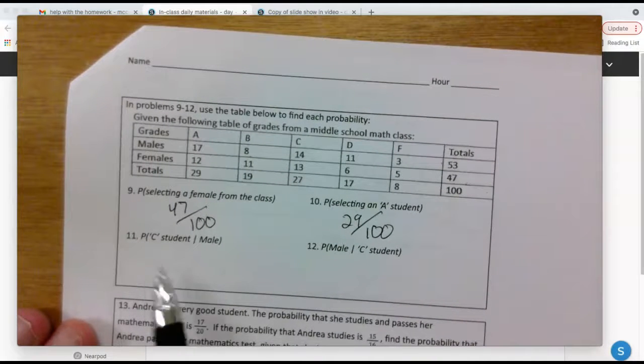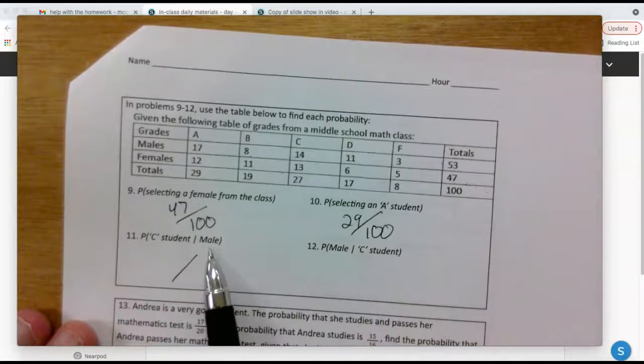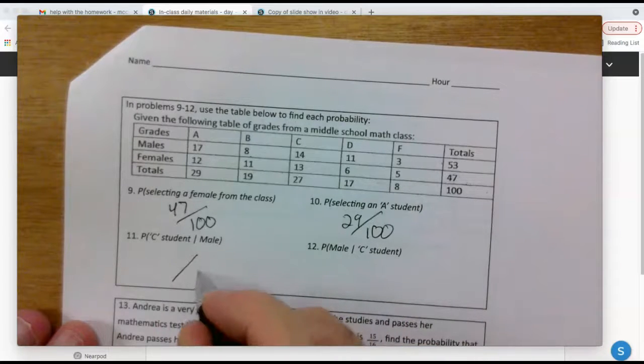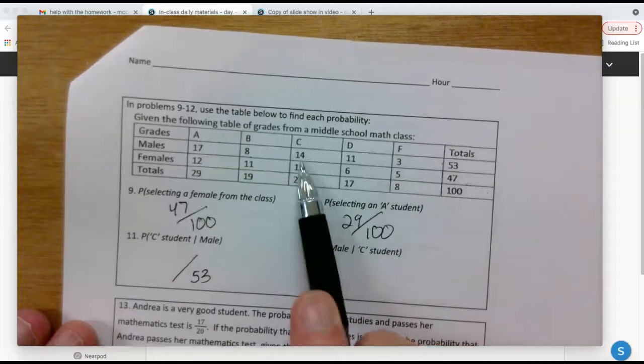All right, the probability we select a C student given that they're already male. Fraction bar, the male total is right here, 53. Of those, C students, 14.